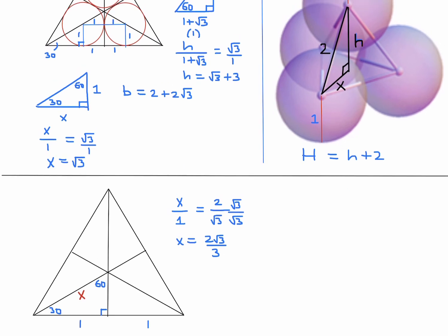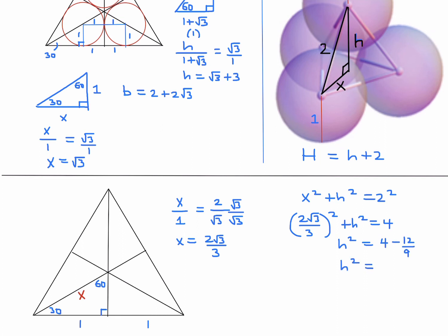Now that we have X, I can use this triangle to figure out H using Pythagoras. So X squared plus H squared is equal to 2 squared. So we got 2 root 3 over 3 all squared plus H squared is 4. H squared would be, what's that? 4 times 3 over 9. So that's 12 over 9. So 4 minus 12 over 9. And that's going to be 36 minus 12, so 24 over 9. And therefore H is equal to, I think I can reduce this, divide top and bottom by 3, 8 over 3. So H is root 8 over root 3.